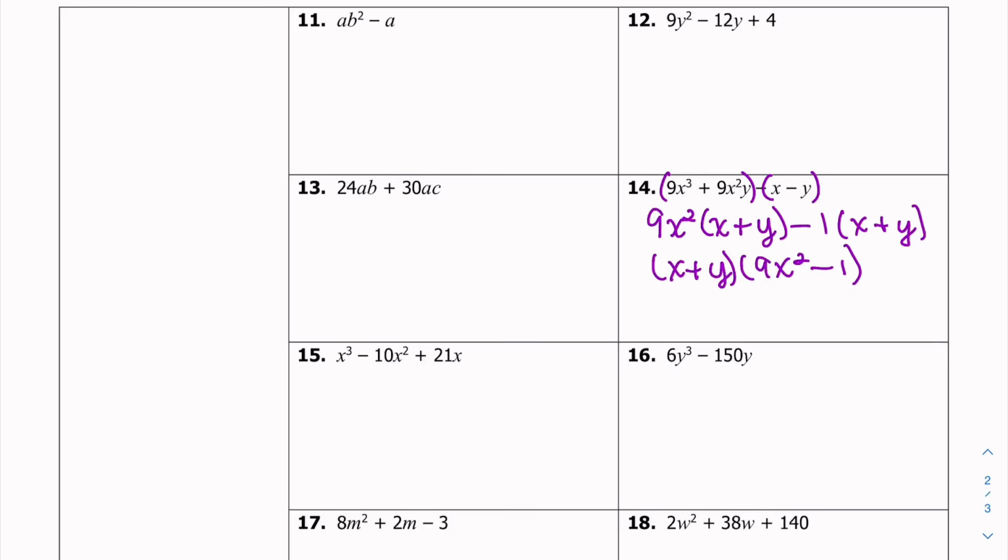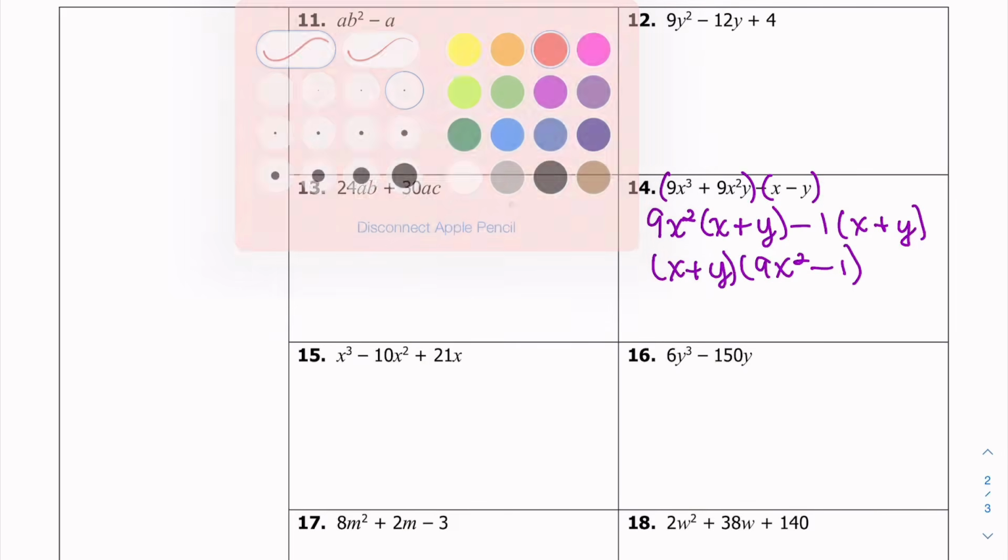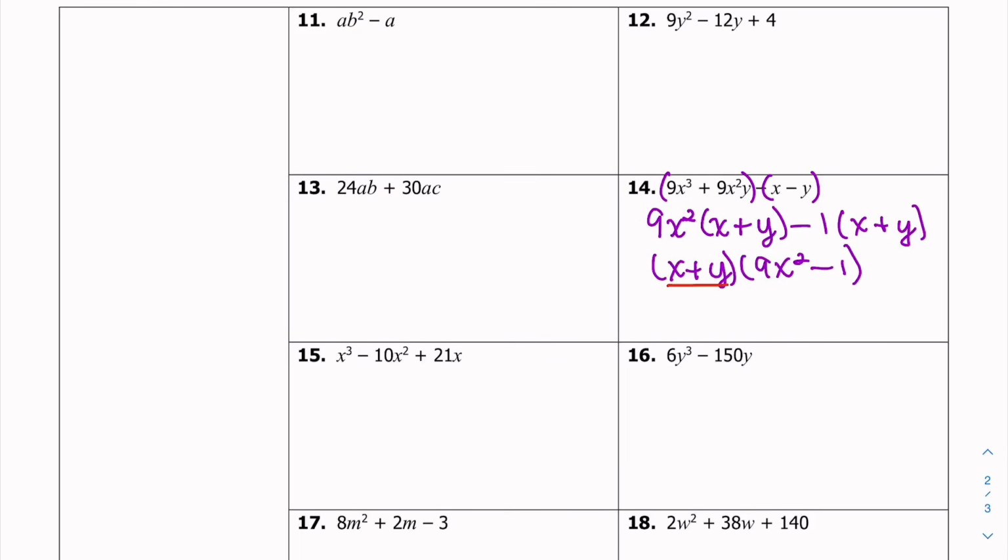And then take a look and see, do either of these keep going? We got x plus y, that's not a difference of squares, and 9x squared minus 1. This is a difference of squares, and it does keep going. So we want to recopy our x plus y, don't want to lose it. And then we are left with 3x plus 1, 3x minus 1. Right. And that's it.